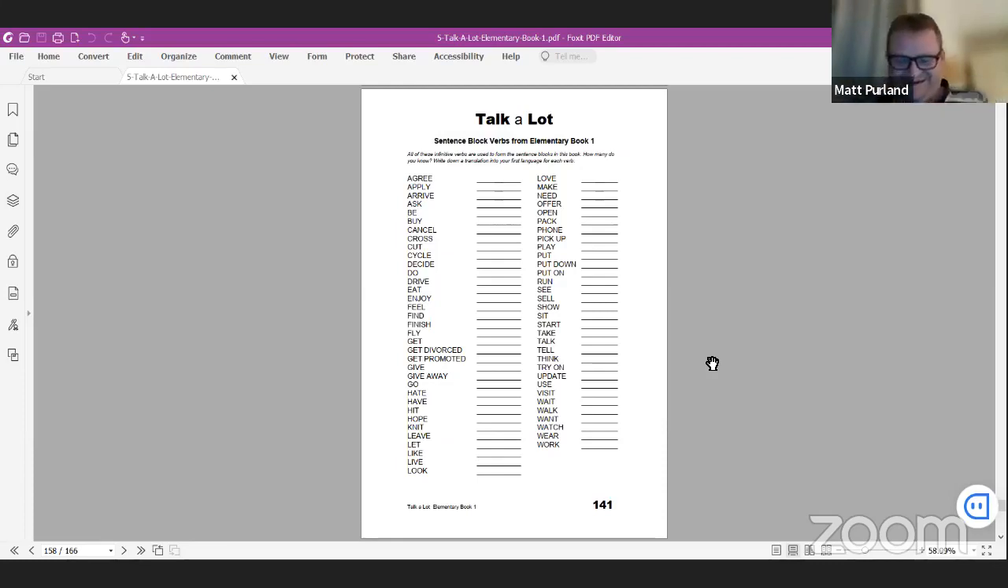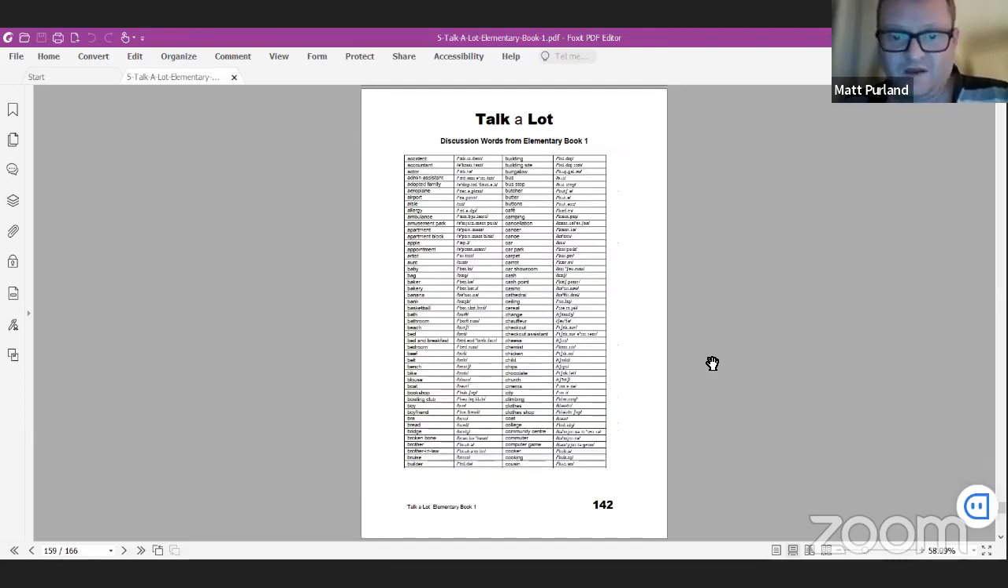These are the verbs you can learn in this book. Write down in your first language. Write them down, yes. Feel, find, finish, fly, and so on. That's all really. What else can we say? These are the discussion words with the phonetic symbols.